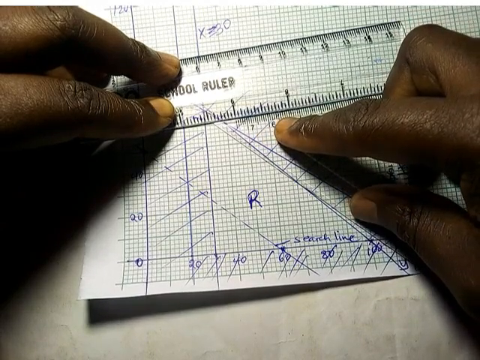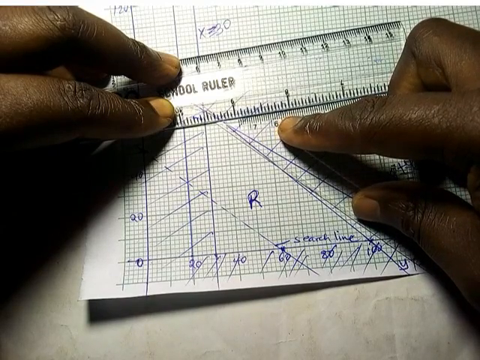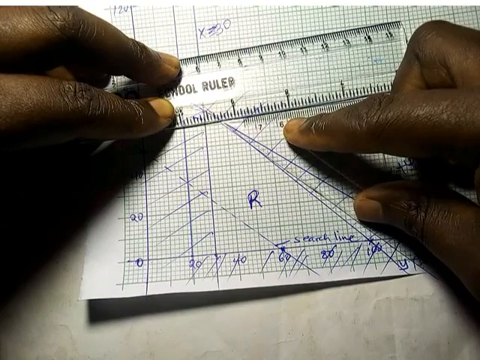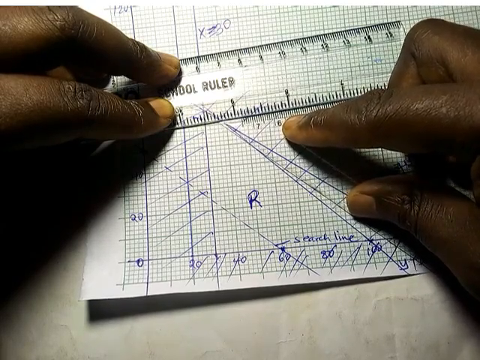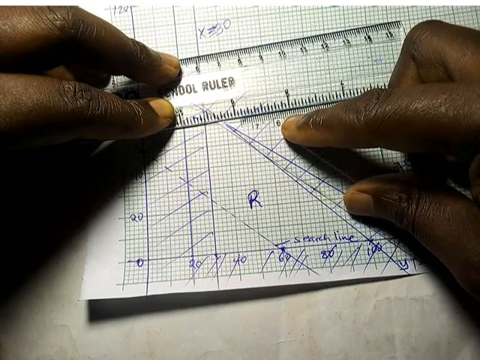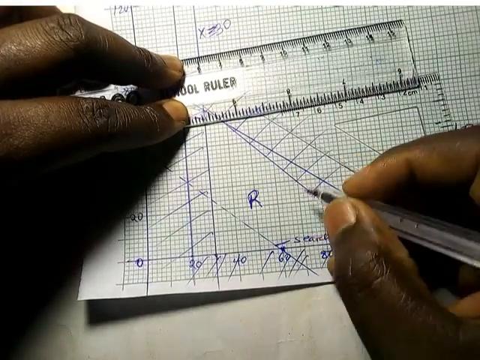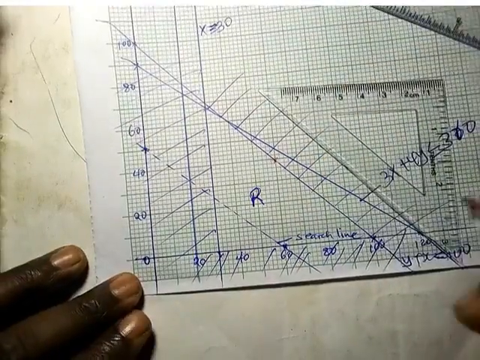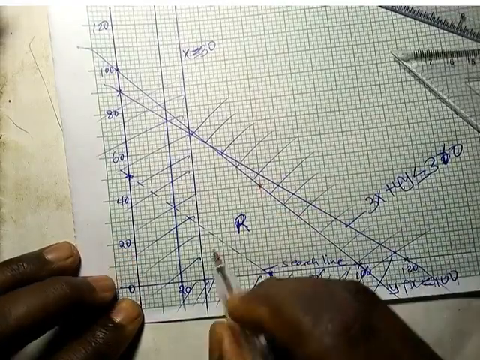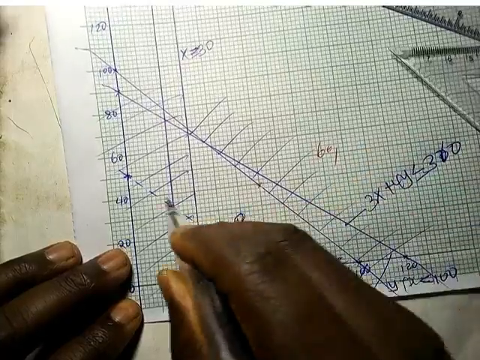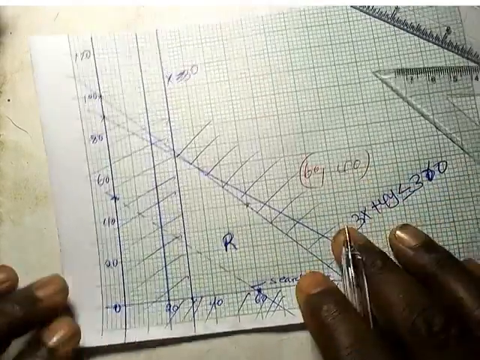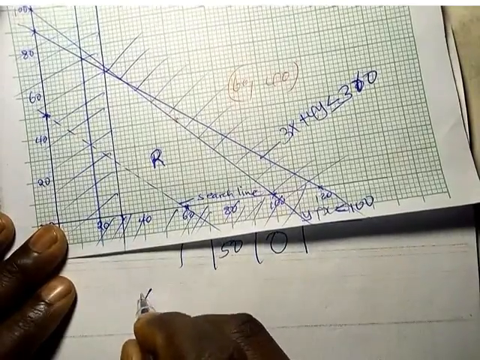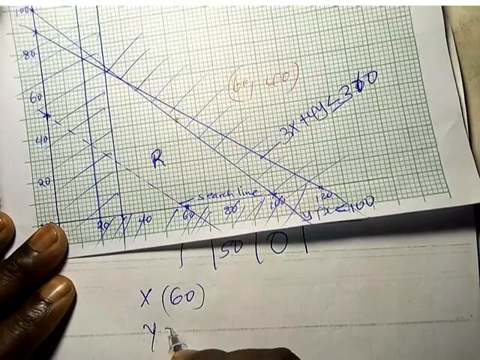Down here we have gone out, but above we have not yet gone out. As we move, when I go to the side I have gone out. So the region that will give me the maximum is this one here. This one will give me the maximum. And that point is 60, 40. So 60, 40 is my point. So x is going to be 60, y is 40.